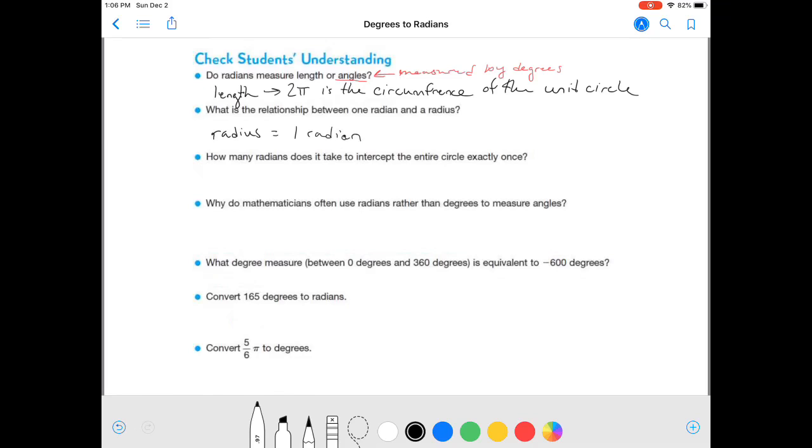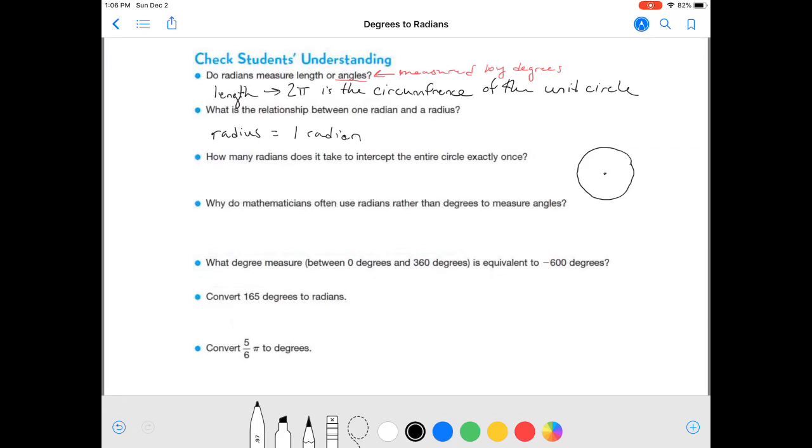Our next question, how many radians does it take to intercept the entire circle exactly once? So when we're intercepting the circle, we're cutting it in half. So if we know that 1 radian equals the radius, we know that the radius goes from the center of the circle to the outside of the edge of the circle. So let's take a look at that.